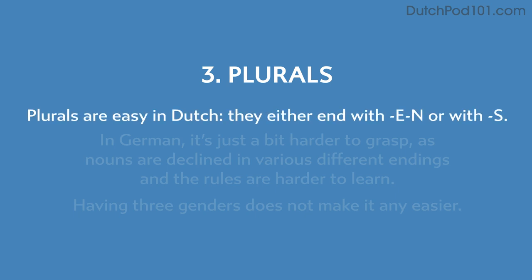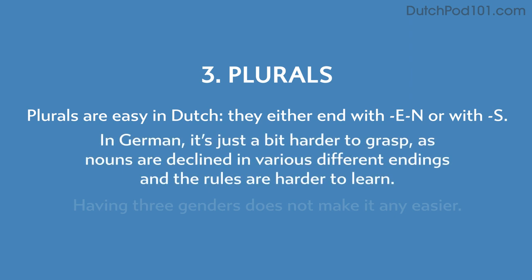The third one is about plurals. Plurals are easy in Dutch. They either end in E-N or with a S. In German, it's just a bit harder to grasp as nouns are declined in various different endings. And the rules are harder to learn. Having three genders does not make it any easier.